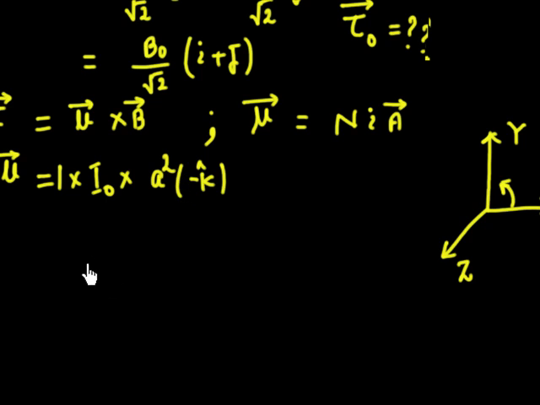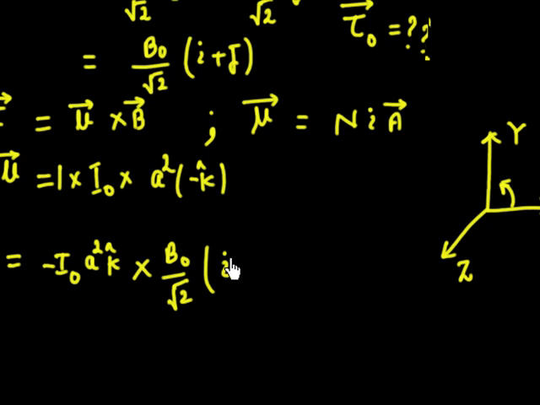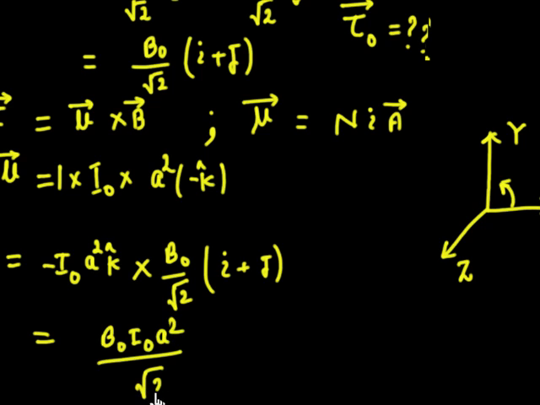So finding torque is now easy. We can use the vector formula. Torque is equal to mu cross B, and mu I know, that is I naught a square and minus vector k. So mu cross B, and B is what? B is nothing but B naught by root 2, so I can write the same thing, B naught by root 2, and this is i plus j. Now we can use this formula. So I will have B naught I naught a square divided by root 2. Are you getting or not? And now there is a minus sign there.